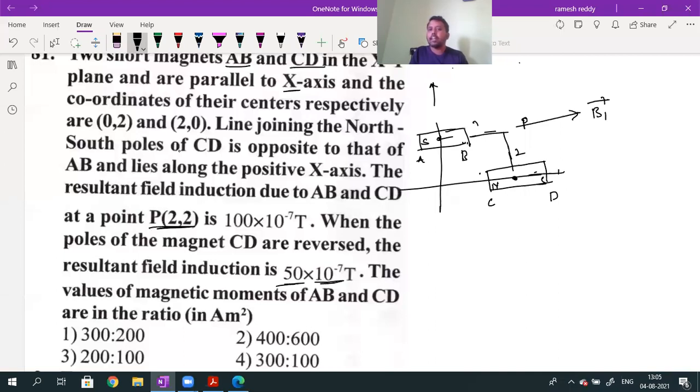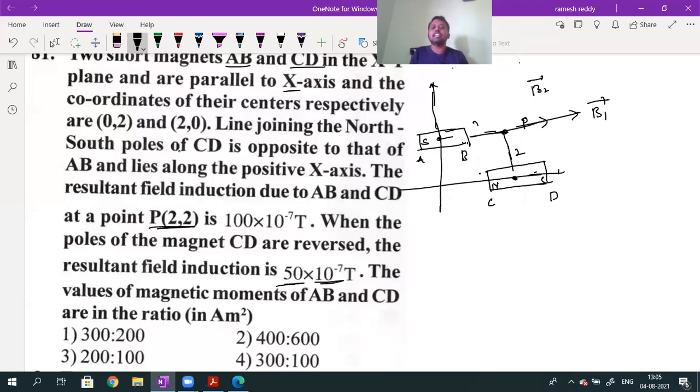Here there is a point P. This is B1. And because of CD, the magnetic field, if I call it B2, at point P with respect to CD lying on equatorial line. On the equatorial line, the magnetic field direction is from north to south. So this is the direction of B2. B2 is because of CD and B1 is because of AB. How are B1 and B2 both in the same direction initially? Initially, B1 and B2 both are in the same direction.